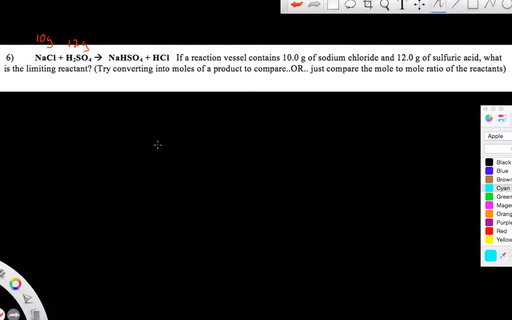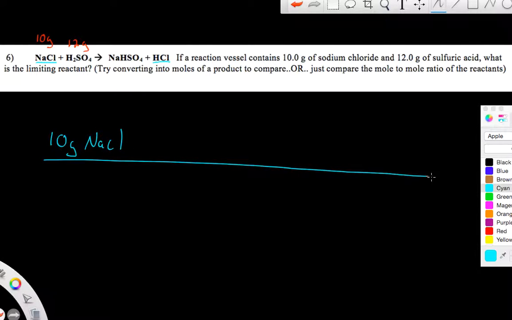Okay, so I'm going to start with looking at NaCl. So I'll start by saying, okay, well, if I just have 10 grams of NaCl, I ignore H2SO4, how many grams or moles of HCl could I actually produce? So let's see here. 10 grams NaCl, and my end goal here, we can just go to moles of HCl. That should give us plenty of information. Okay, so 10 grams of NaCl.